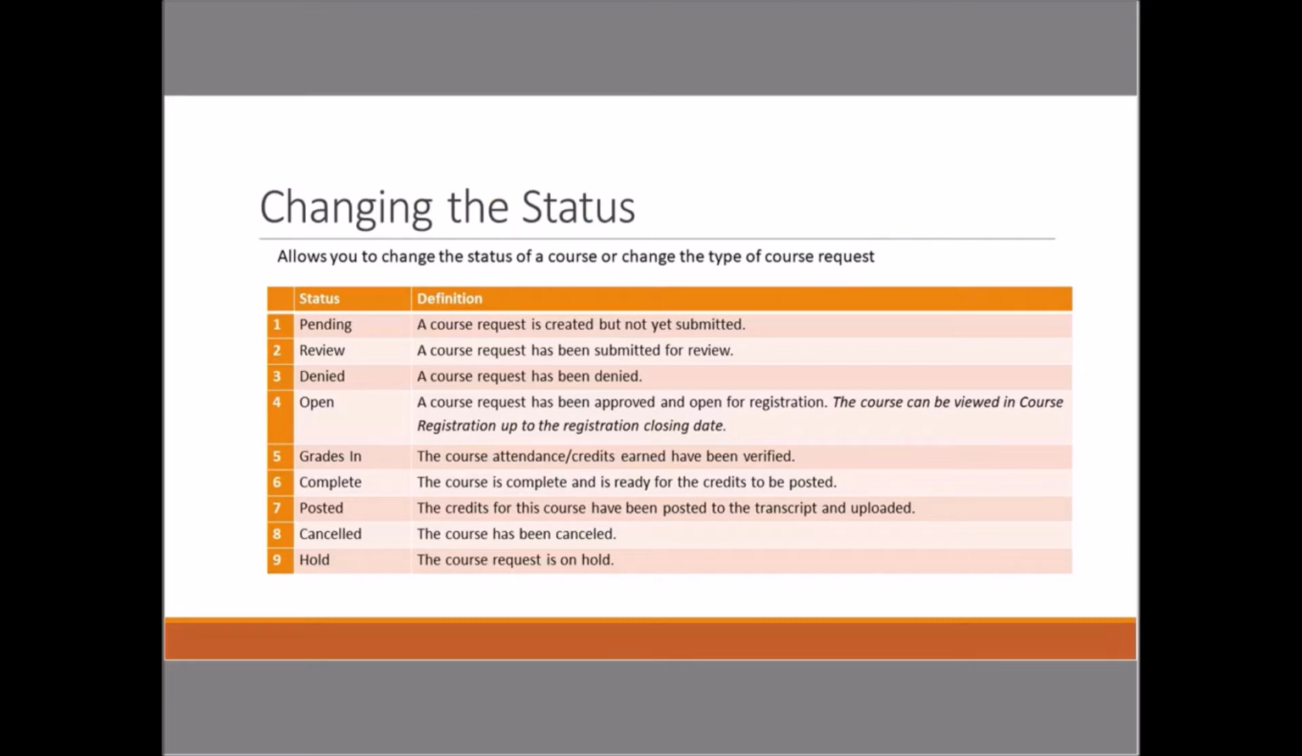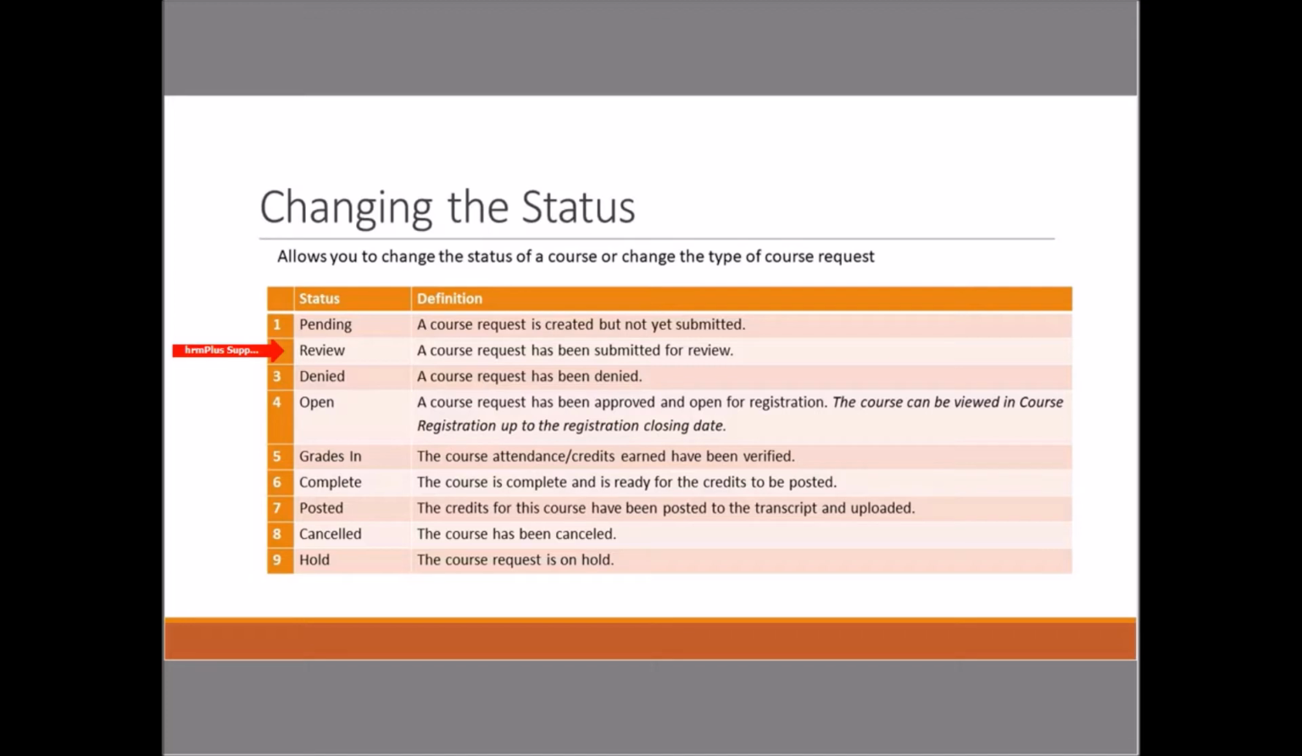Well, let's talk about statuses a little bit. There are 9 different statuses within the system. The first one is pending, and that's the status assigned when a course request is first created. That's a quick way for you to know that someone's created a course, but they haven't submitted it for review yet. And of course, the second status is review.